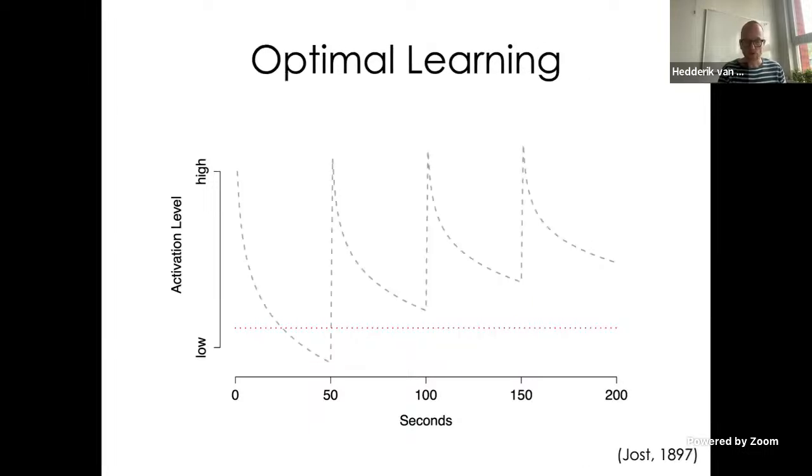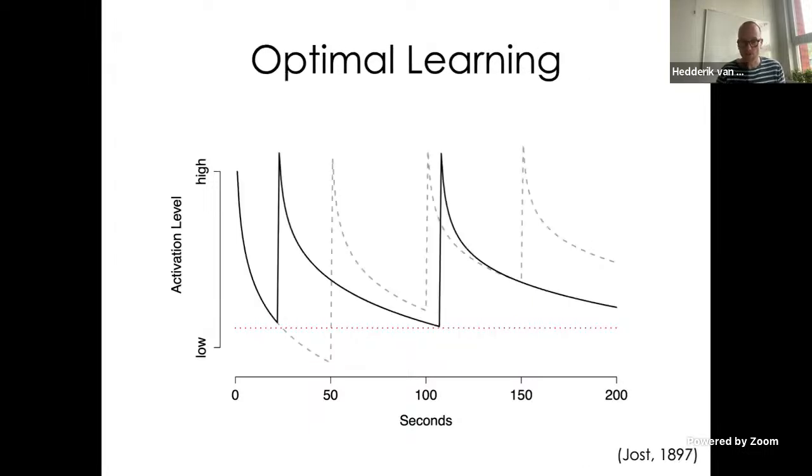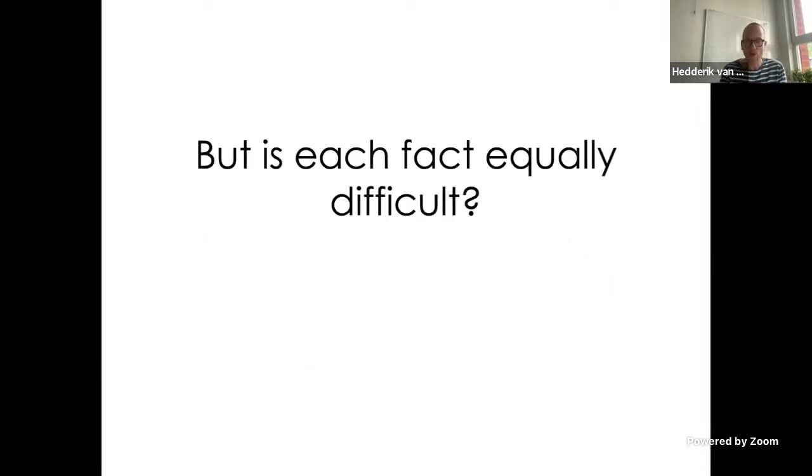So that means that we should not have this, but that we should have something like this, incremental spacing. And this, as you can see in the lower right corner, was already described more than 120 years ago. Why aren't we using it? Well, we're not using it because not every fact is equally difficult. Not every learner is equally capable of memorizing a particular fact.